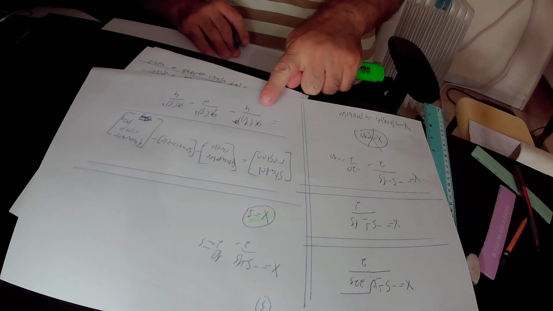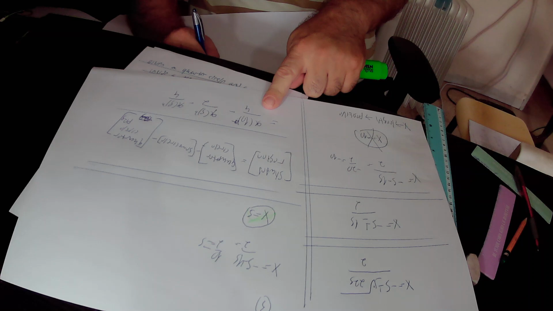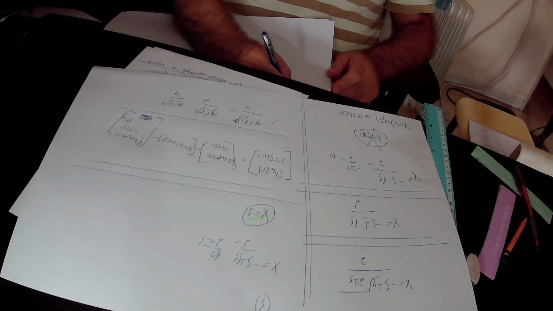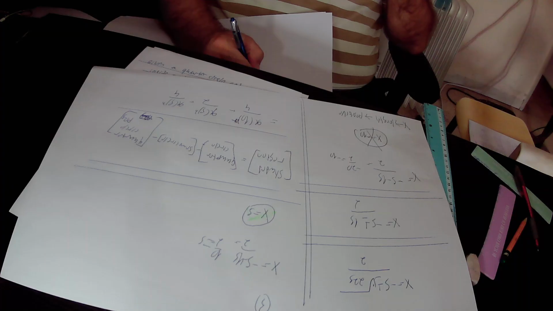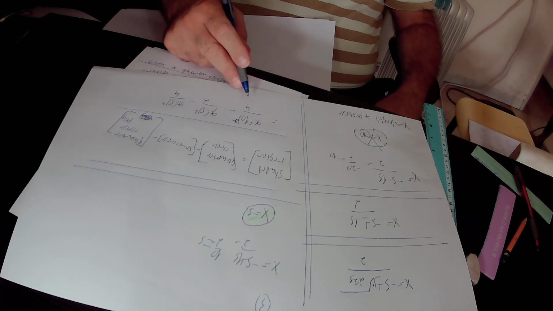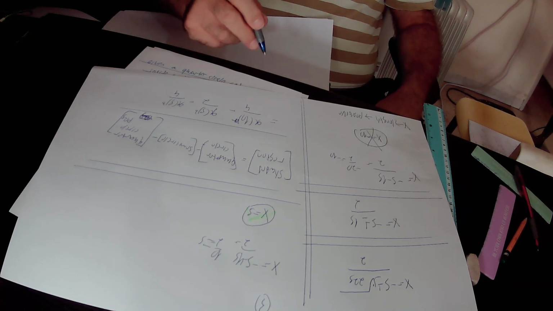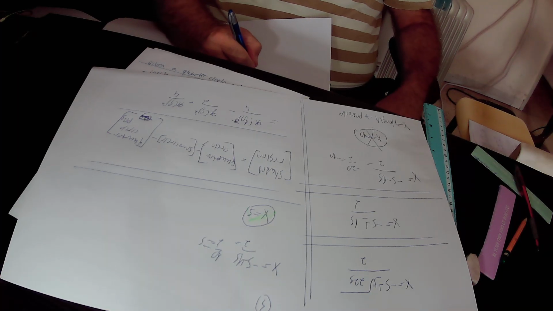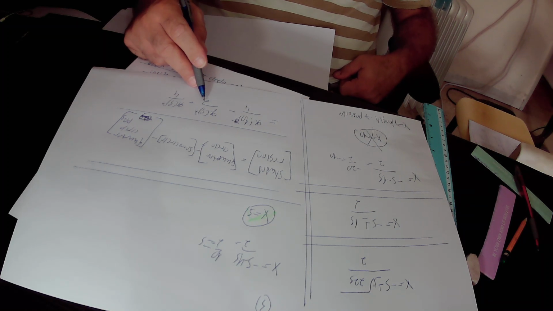So here we have pi times 10 square. 10 square is 100, so in total, in the numerator we have 100 pi over 4. 5 square is 25, so in total in the numerator we have 25 pi over 2.